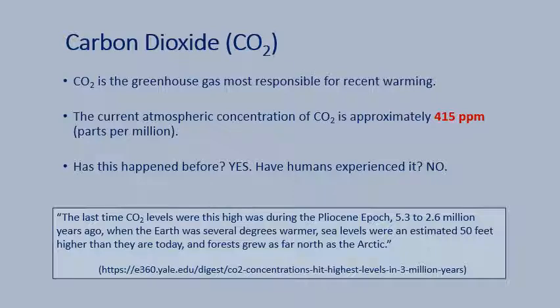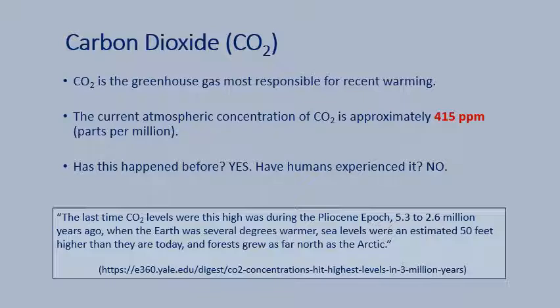Okay, so of all of the greenhouse gases, carbon dioxide is considered the biggest culprit, and it's a good idea to keep an eye on the current atmospheric concentration of CO2 and to understand what that number means. So we measure CO2 in parts per million, meaning of a million particles floating around in the atmosphere, about 415 of those are going to be carbon dioxide.